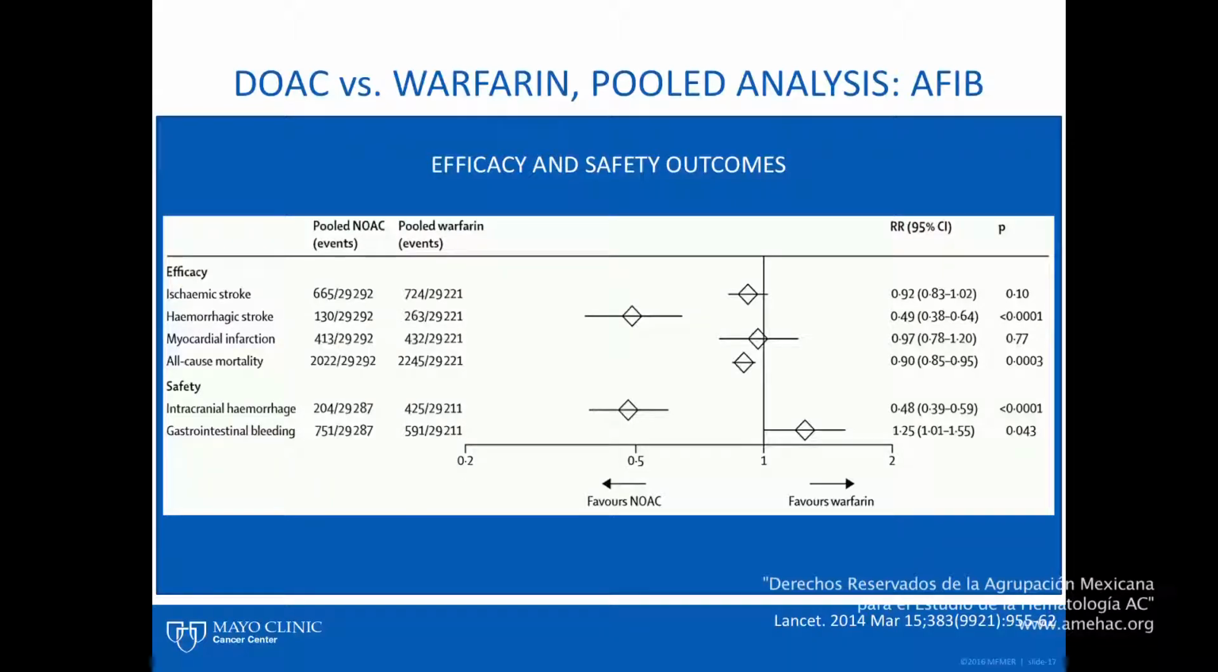So the efficacy and safety outcomes, if you look at each of the things, ischemic stroke, slightly better than Coumadin. Of course, much less risk of hemorrhagic stroke with the DOACs. And then when you look at the bleeding, intracranial hemorrhage was so much lesser with DOACs. The GI bleeding, interestingly, was a little higher, and this was only in the clinical trials for atrial fibrillation, whereas in VTE, it was actually the opposite.